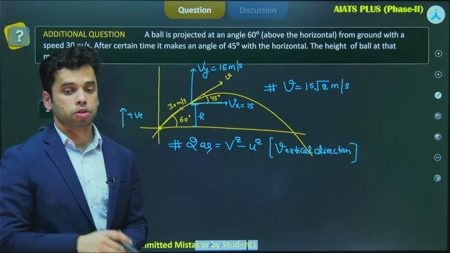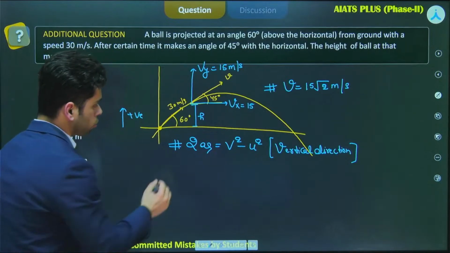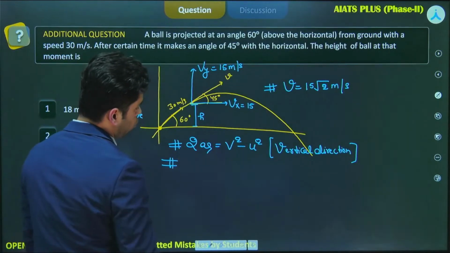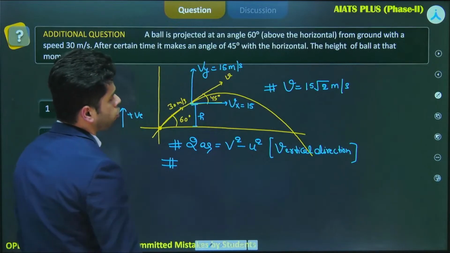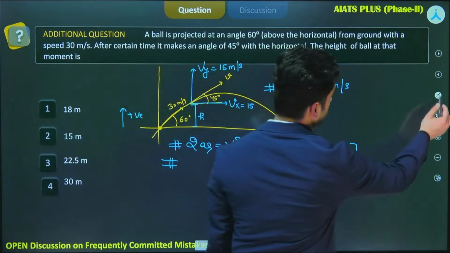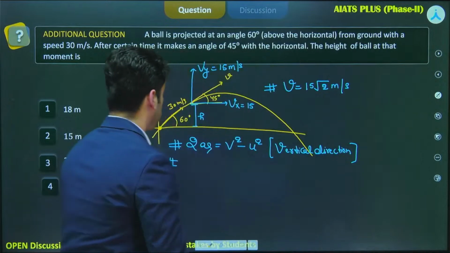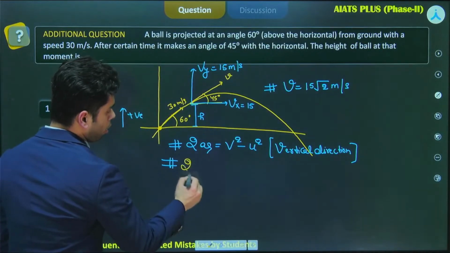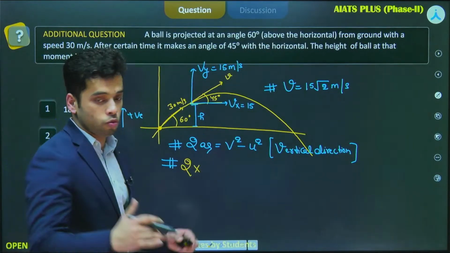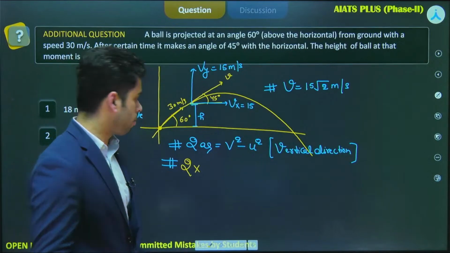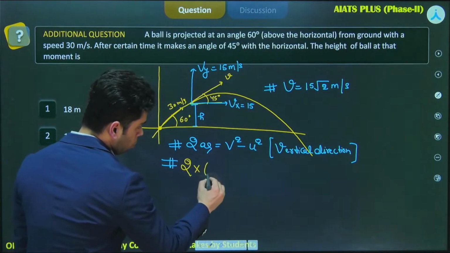Anyone getting the answer to this problem? Okay, I'll try to solve. So 2as equal to V square minus U squared, you need to apply this equation in the vertical direction. So I'll solve this for you. So 2 into acceleration due to gravity is in downward direction. So it will be, okay, someone has commented the answer. Let me check. So 2 into minus g.